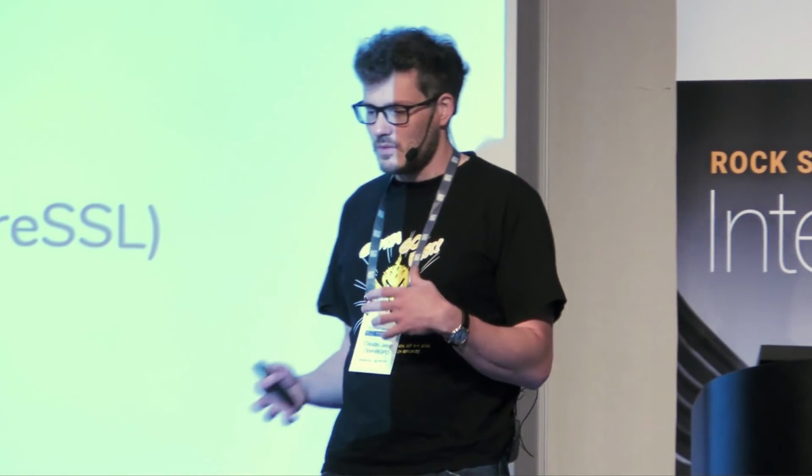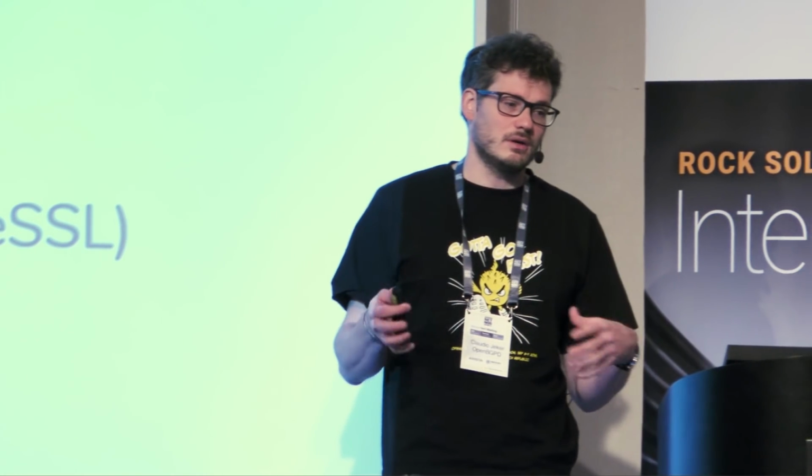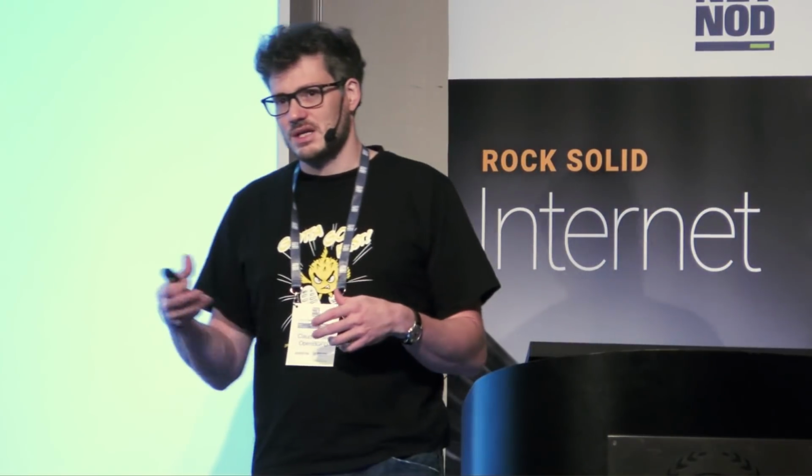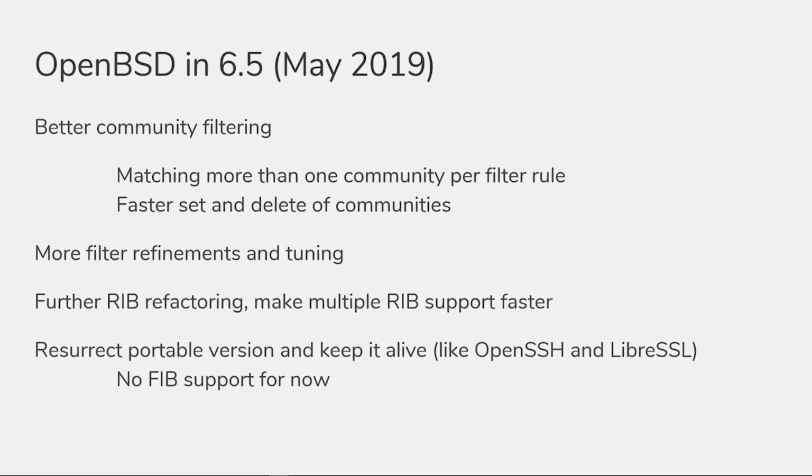My big topics at the moment are, first of all, better community filtering. I started by looking at all these filter rules and how everything is working. I started to realize that we have a bit of a deficit. At the moment, the filter language only allows you to match against a single community. There are some hacks around it, like using a community plus an extended community, to be able to use multiple communities to filter at a time. And this needs to be fixed.